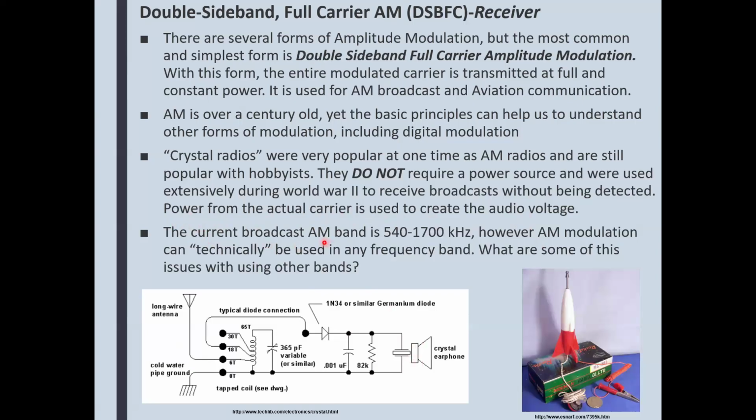The current broadcast AM band is from 540 to 1700 kilohertz. However, the AM modulation can technically be used in any frequency band. What are some of the issues with using other bands? Well, it can interfere with other stations. So things have to be regulated.